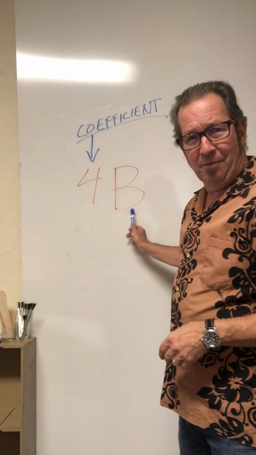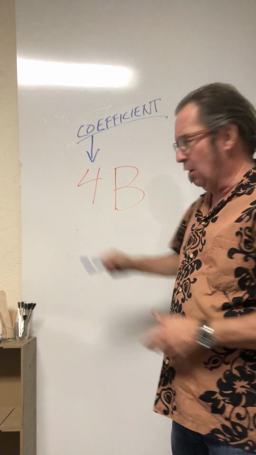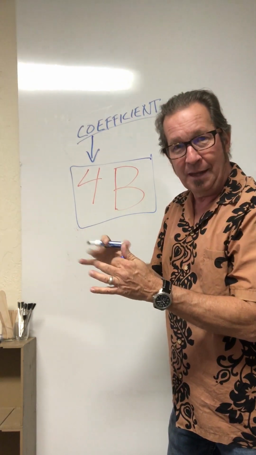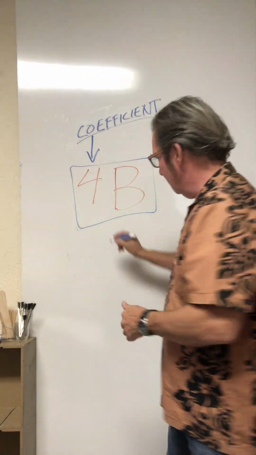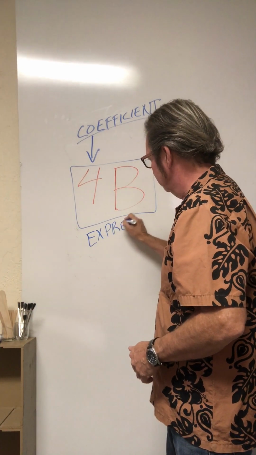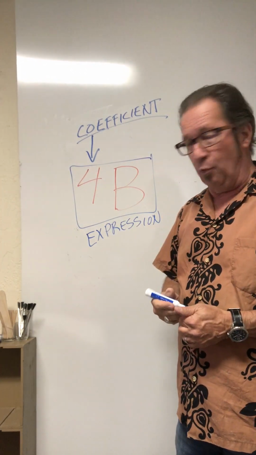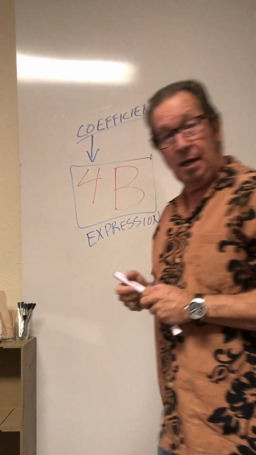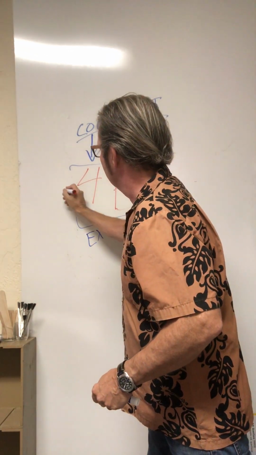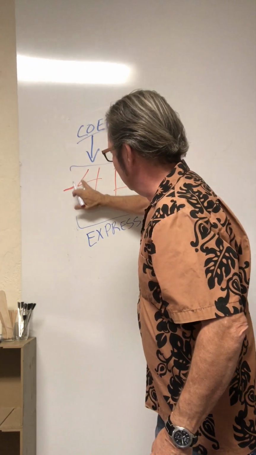This is still a variable, but then when we put a number in front of it, we call it a coefficient. Now, what do we call this whole thing right here? Do you remember? When it's together like that? I told you. Were you paying attention? It's called an expression. Now, sometimes that 4b could be a negative 4b. Okay, put a little negative sign out there. Still called an expression.